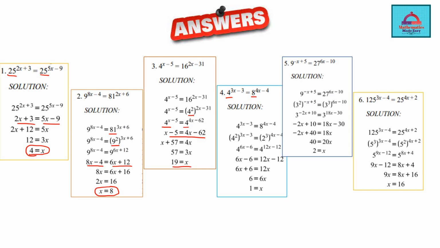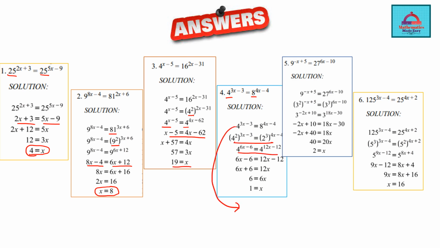You write 8 as 2 cube and then you simplify. So this becomes 4 to the power 12x minus 2. Okay, there's a mistake in this step. So we are going to correct that.